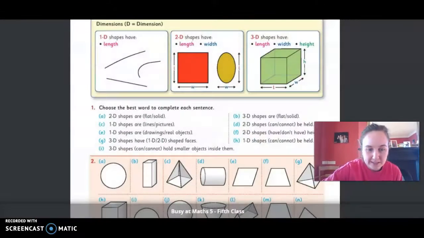I'm just going to go through your maths. We'll do the Bezier maths first. We'll have a quick look at that. So we're on to 3D shapes now.